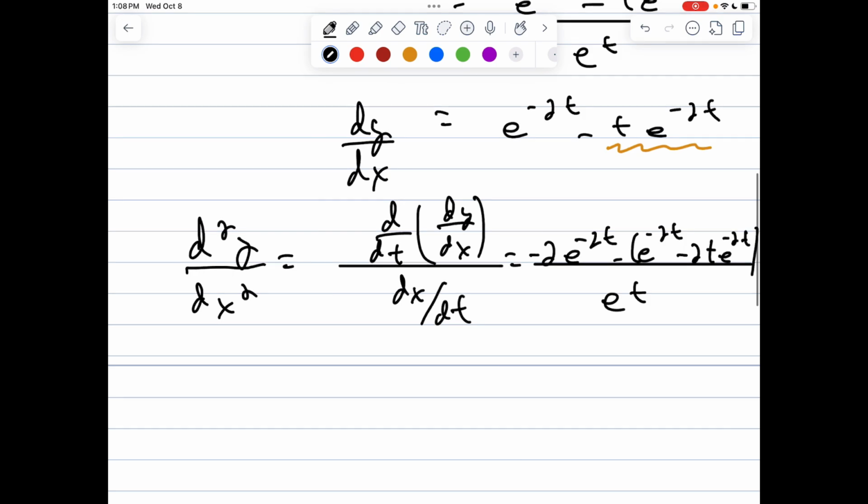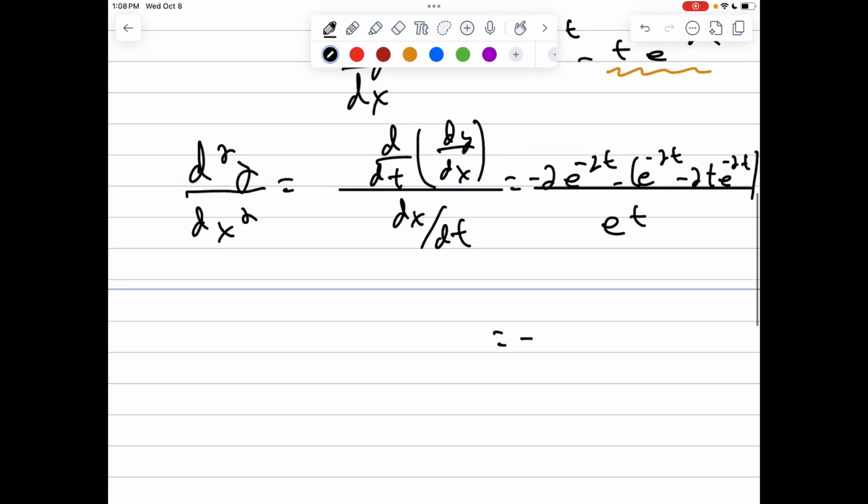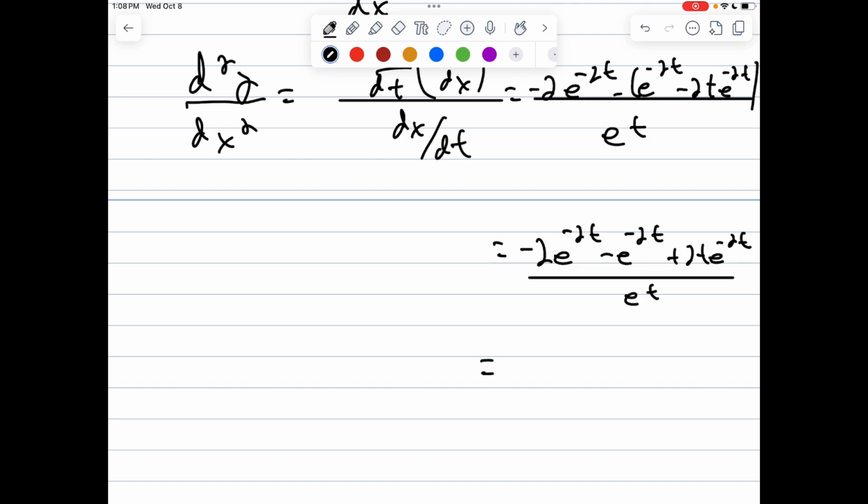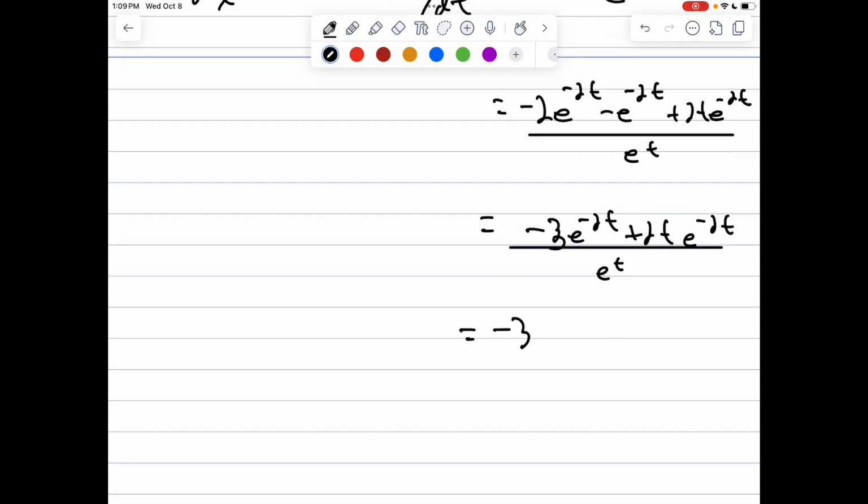Okay, so that's my expression. I'm going to distribute that negative on the numerator, plus 2t e to the minus 2t. And then we have some like terms on the numerator, so I'm going to combine the negative 2 and the 1. That's a negative 3 e to the negative 2t plus 2t e to the negative 2t all over e to the t. So this would be negative 3 e to the negative 3t plus 2t e to the negative 3t. And that would be your final answer here.